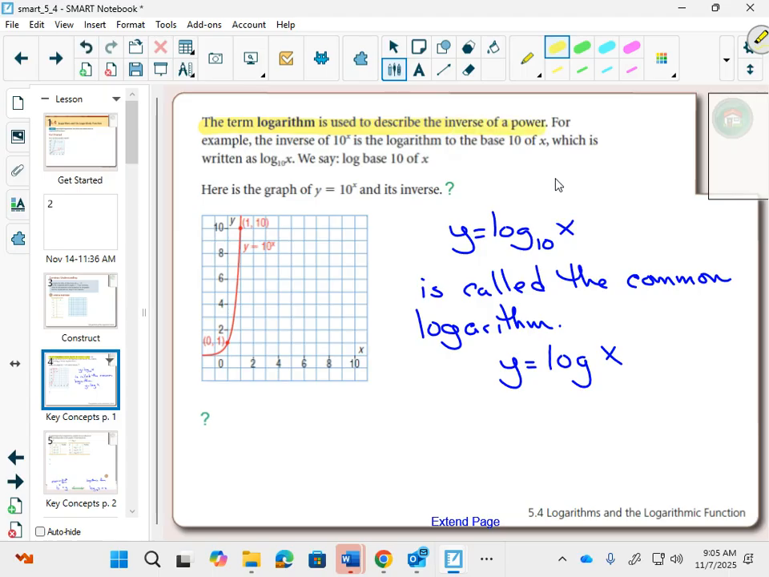We are going to learn how to solve these equations with exponents where we can't use our powers chart, using something called a logarithm.